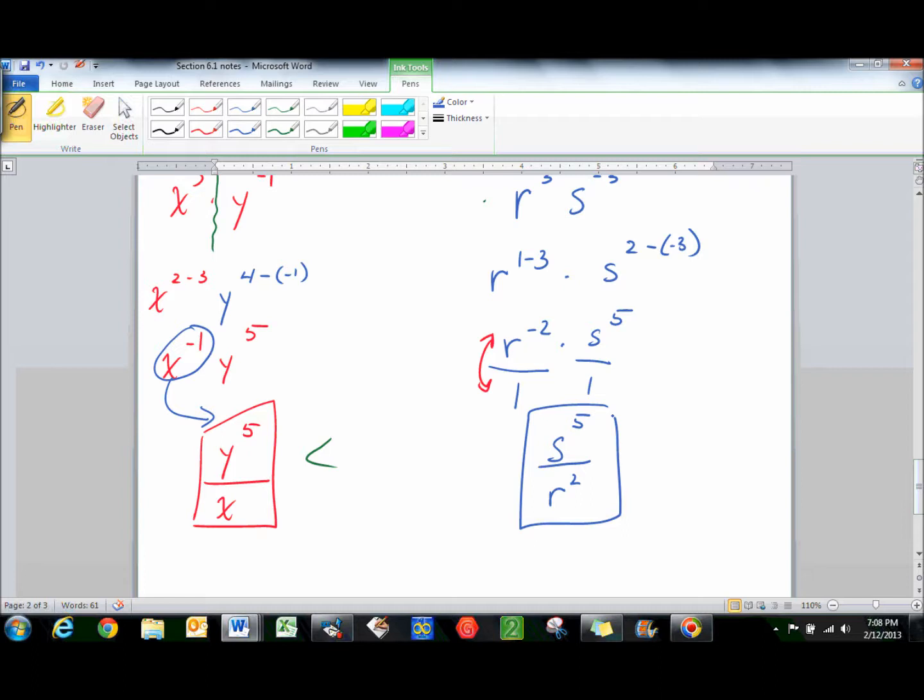Okay, so this has been a good review of properties of exponents. This is going to be an extremely important section leading into the unit as we add on to these various properties and the way that they are used.